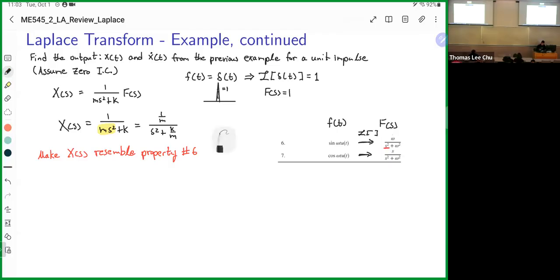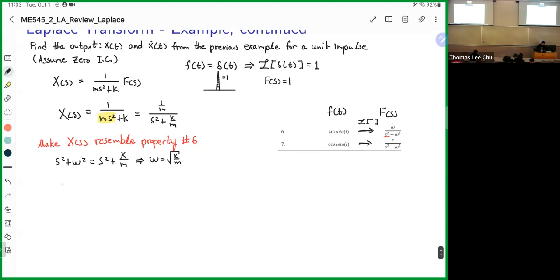So here, basically, property 6 tells us that s squared plus omega squared is equal to s squared plus k over m, which means that omega is equal to the square root of k over m. So then we want X of s is equal to some constant. I'm going to just call this K. When we pull that K out, it is equal to omega over s squared plus omega squared.